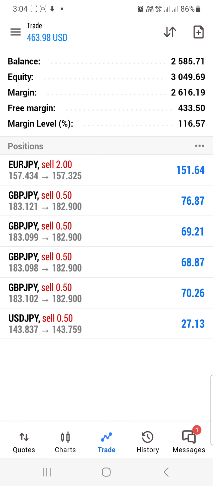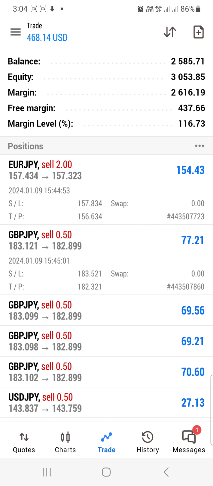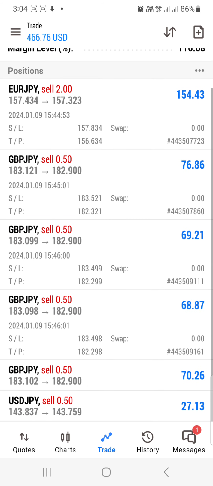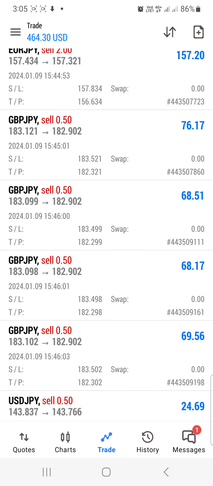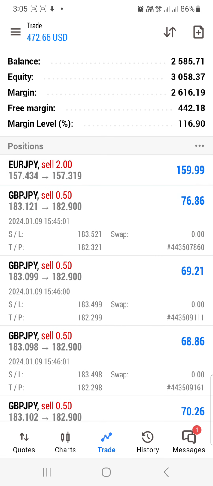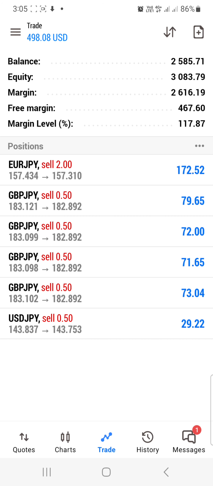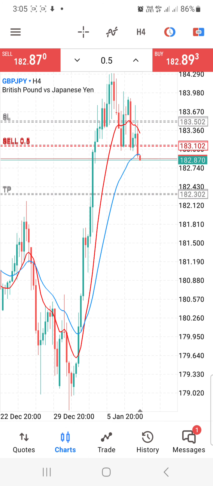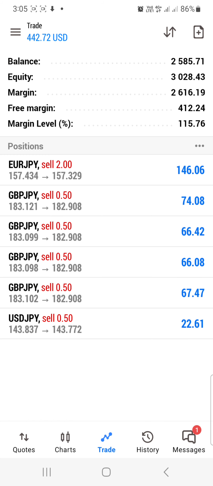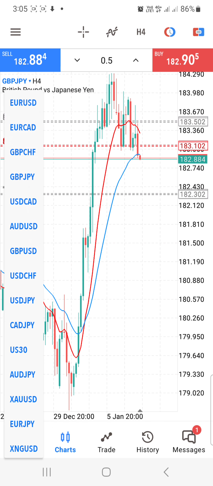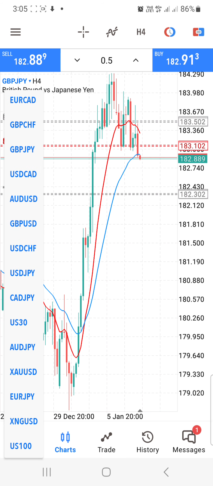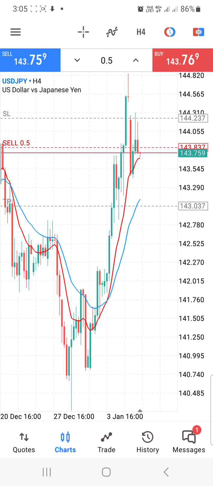I entered just three currencies. That is one, two, three, four, five, six trades. Six trades with three different currencies. Let's look at our chart for USD/JPY. I just entered all of the trades just now.